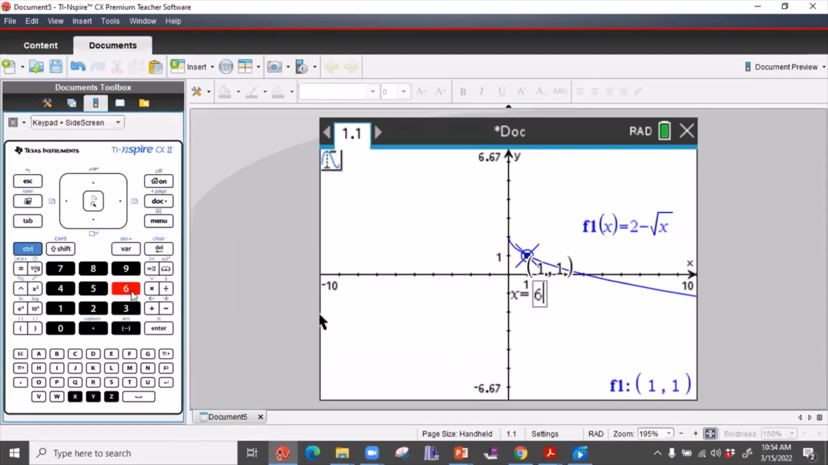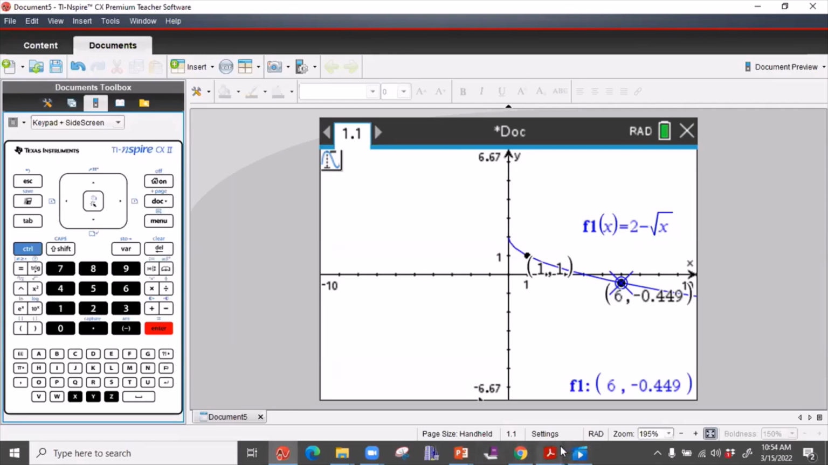Now I'm going to go to 6, find the value of 6, hit enter, and there's the value of 6. Can I clearly see what's my max and what's my min? Yeah. My maximum value is 1, and my minimum value is negative 0.45.